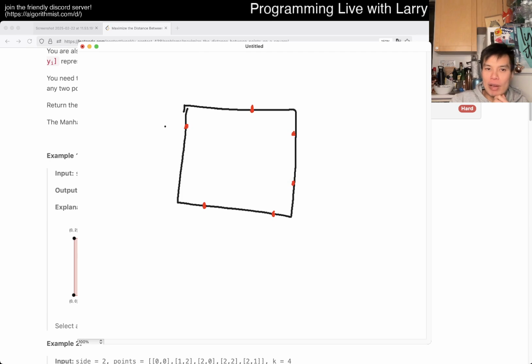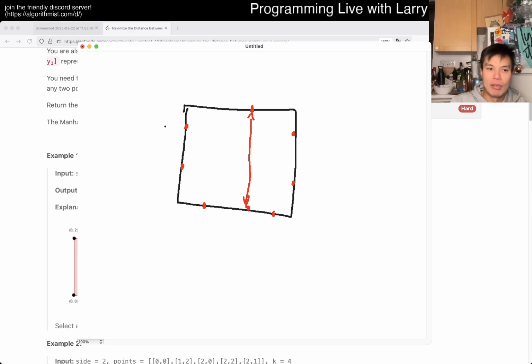Because it's a square, one thing about these squares is that across doesn't matter, right? Let's say you have these 2 points. Even though technically the Manhattan distance is side, because you're choosing at least 4 points, the constraints make it so that going across doesn't matter.